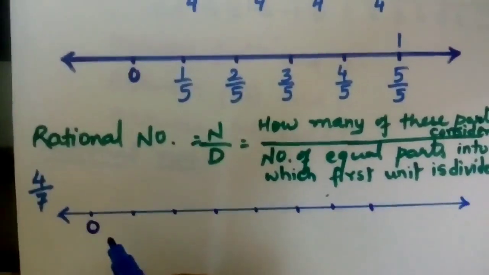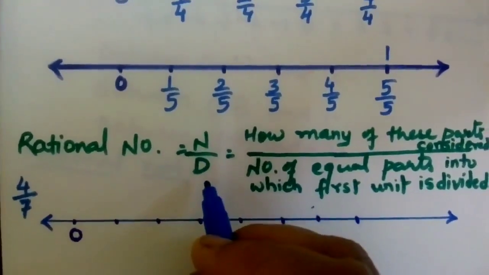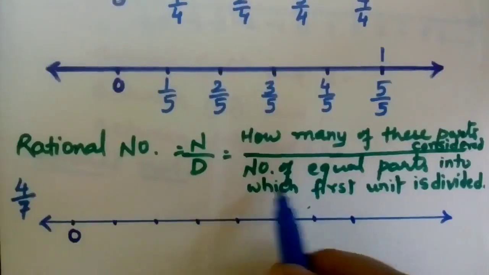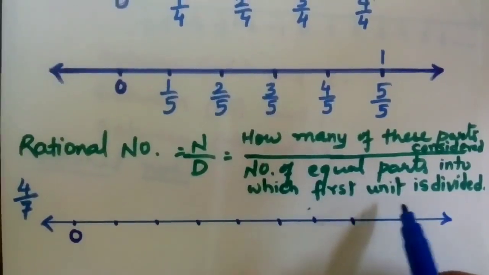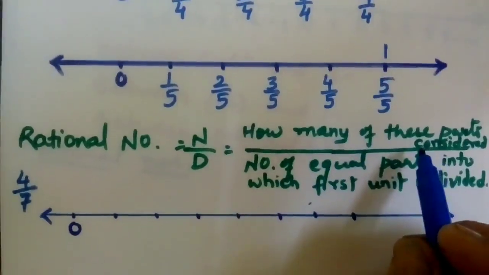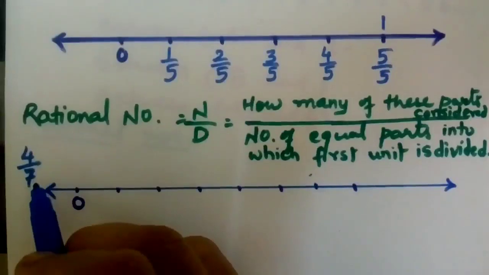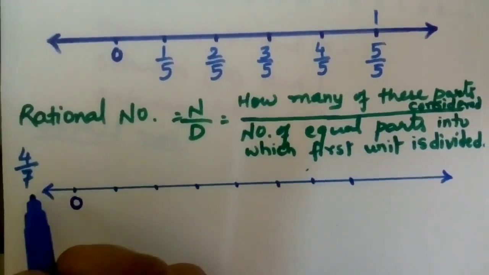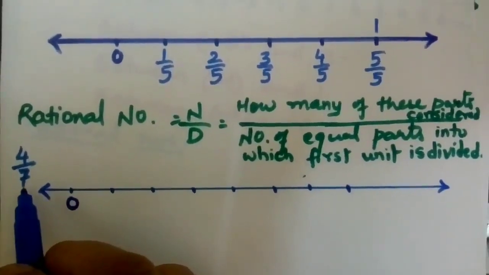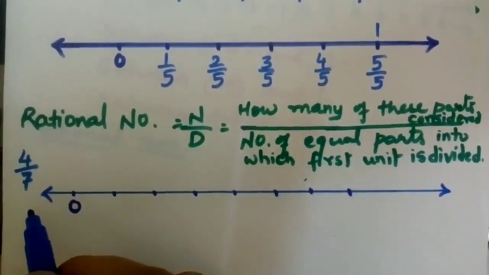A rational number is represented in fraction form, that is n upon d, numerator upon denominator. The denominator tells the number of equal parts into which the unit is divided and the numerator tells how many of these parts are considered. Now let us see one example. Suppose we want to represent 4 upon 7 on the number line. The denominator is 7, so we have to make 7 equal parts.